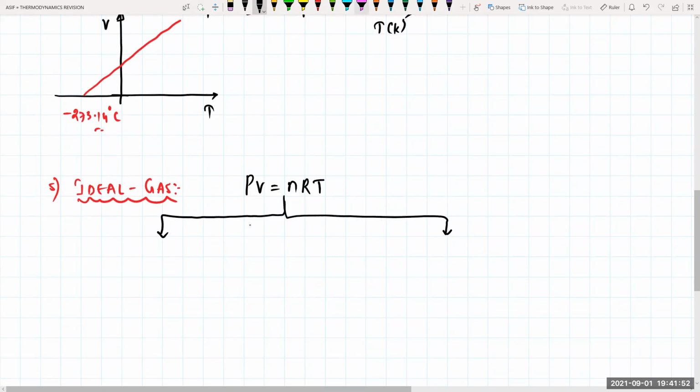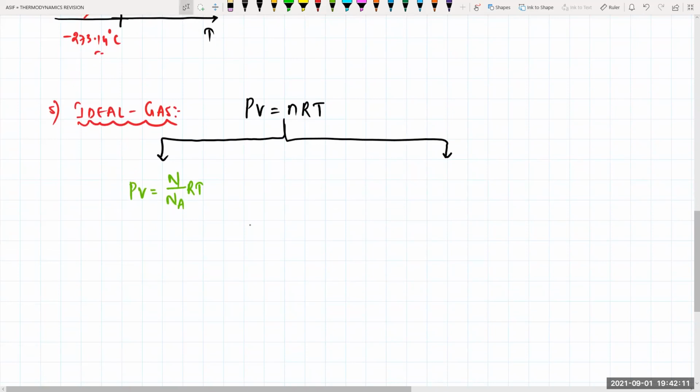Let's see the first form. PV will be equal to the number of moles, which can be written in terms of N by Avogadro number, into RT. Capital N is nothing but the total number of molecules of gas. Na is your Avogadro number, beta. The Avogadro number value you already know: 6.023 into 10 to the power of 23.